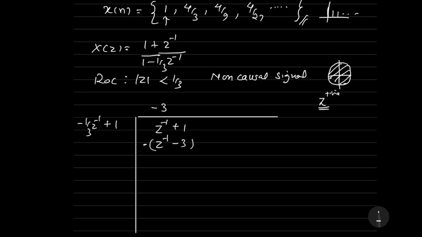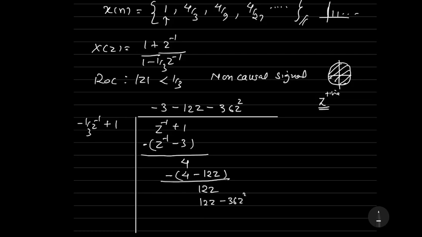Now change the sign in order to cancel z to the power minus 1. We get the result 4. Now in order to cancel this 4, we should multiply the denominator by minus 12z. So we get the result 4 minus 12z. Now change the sign. We will get the result 12z. Next we will multiply 36 z to the power 2 with the denominator, and the result we get is 12z minus 36z square. Change the sign. The remainder we get is 36z square, and so on.